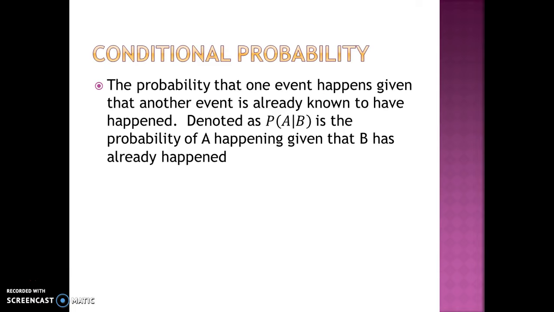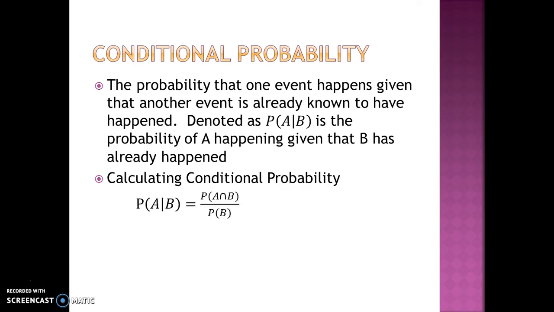Conditional Probability and Independence. Conditional probability is the probability that one event happens given that the other event is already known to have happened. It's denoted with this symbol right here, and you read that as the probability of A given that B has happened. The straight line down means "given that." To calculate conditional probability, you first find the probability of A intersection B, which we did last section, and you divide that by the probability that B has happened.